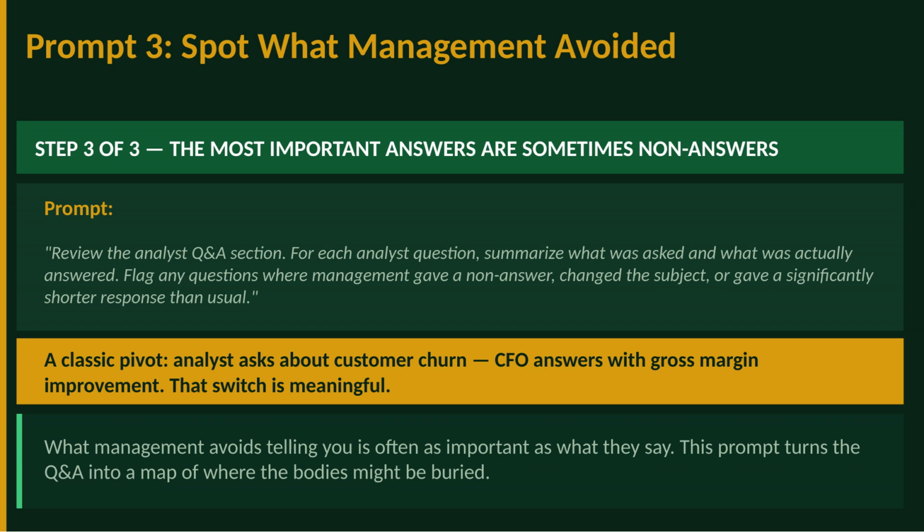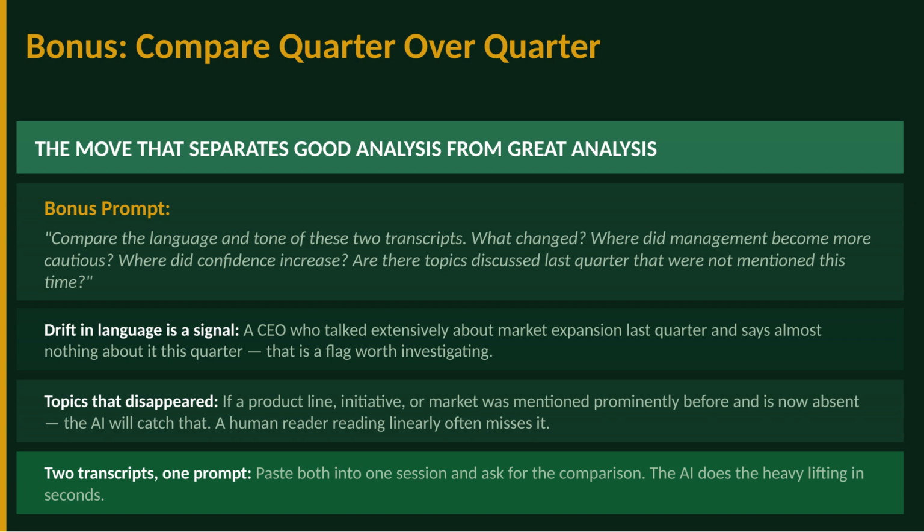Analysts on these calls are smart. They ask pointed questions, and sometimes management simply doesn't answer them directly. A classic example, an analyst asks about customer churn. The CFO responds by talking about gross margin improvement. That pivot is meaningful. What management avoids telling you is often as important as what they say. This prompt turns the Q&A into a map of where the bodies might be buried.